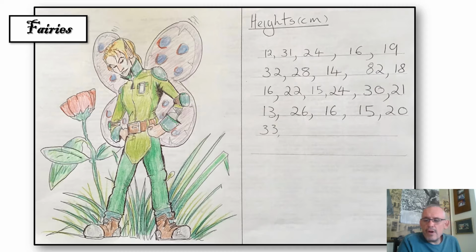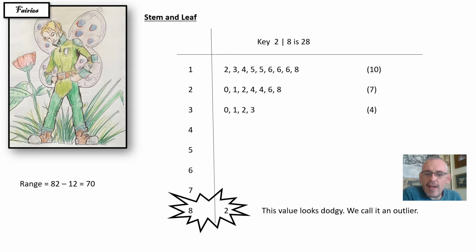Always interested in the range. What's the biggest value we've got? What's the smallest value we've got? And then we'll have a look at turning this into a stem and leaf diagram, which will show us how the data is spread. It's a really nice way of looking at it. So you can see I've got the range there of 70, but there's something wrong with this 82, isn't there?